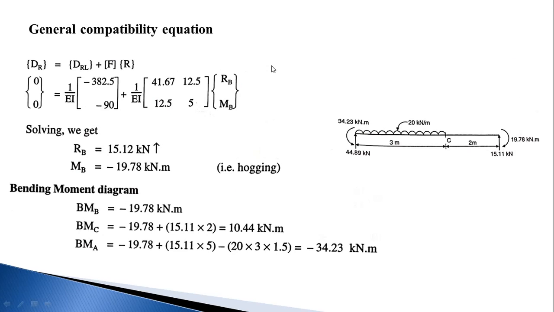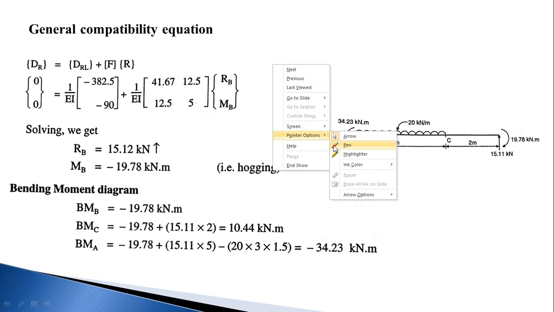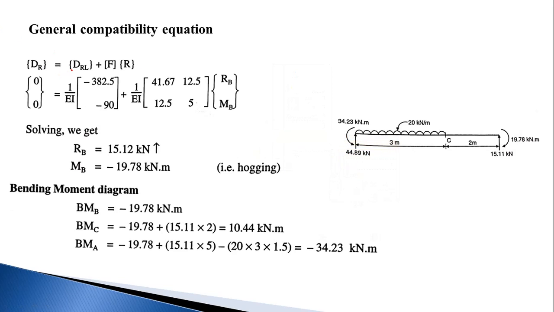So the general compatibility equation is dr is equal to drl plus f into r. Here dr, the displacement matrix, is 0. So drl is 1 upon EI times minus 382.5 and minus 19, plus 1 upon EI times 41.67, 12.5, 12.5 and 5.